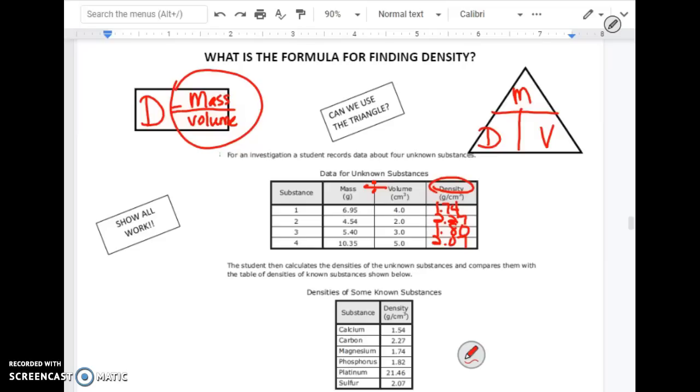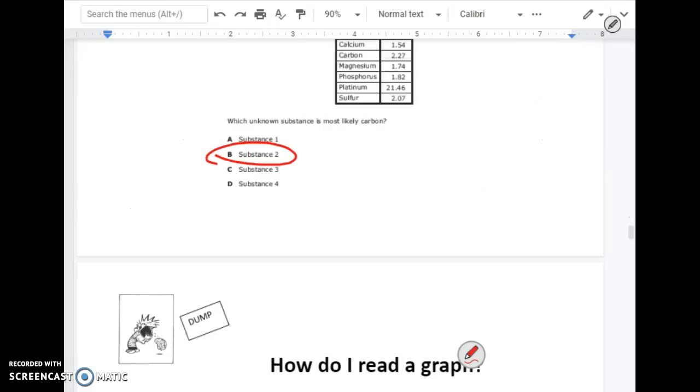Carbon right here is 2.27, and so I come up here, it's not going to be this one. That looks like that might be magnesium, Mg for magnesium. 2.27, that looks like that's going to be carbon. 1.8, that's going to be phosphorus. That's P for phosphorus, and then 2.07, that's going to be S for sulfur. So my answer is going to be number 2, substance 2, which is going to be B. So the answer to this one is going to be substance 2.